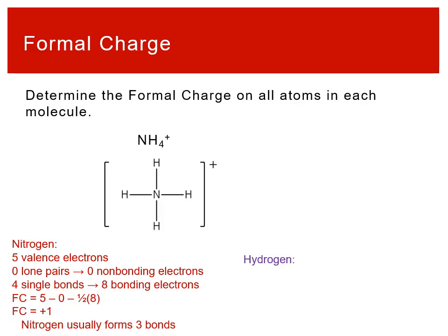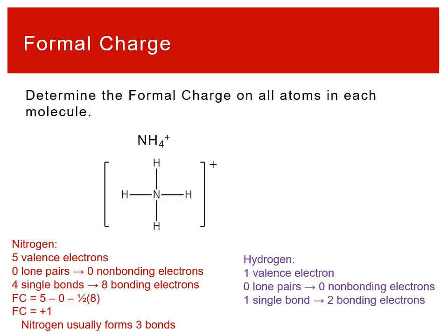If we look at our hydrogen, we have 4 hydrogens. They're all going to be the same. 1 valence electron coming in, 0 lone pairs, 1 single bond for 2 bonding electrons, formal charge of 0. So, as we would expect, the hydrogens do follow the expected pattern of just that single bond. Like we said, the hydrogens always are going to.